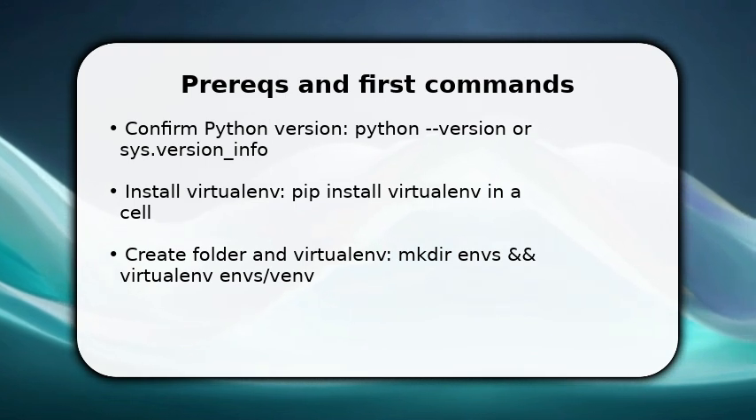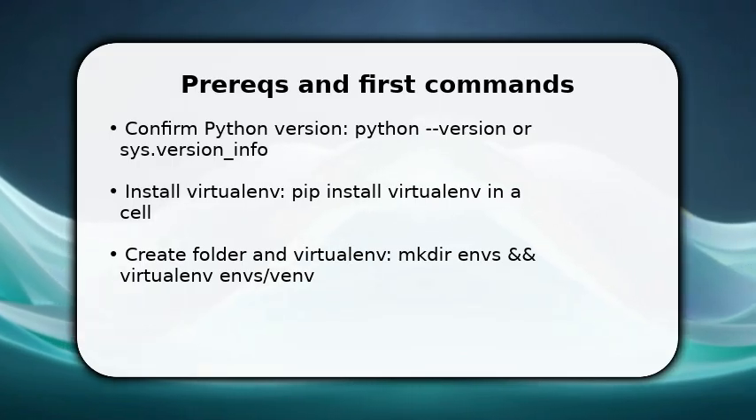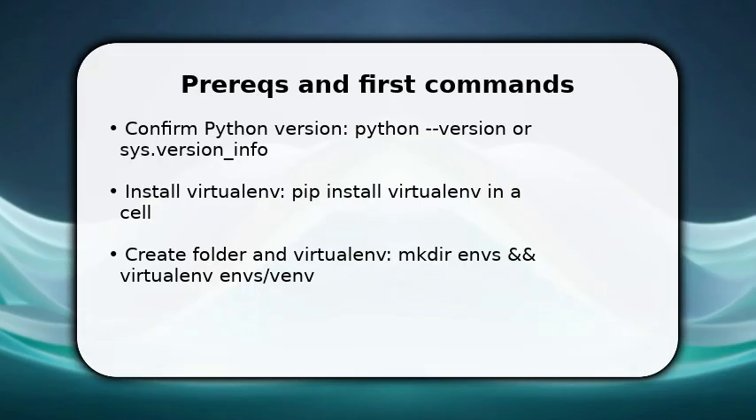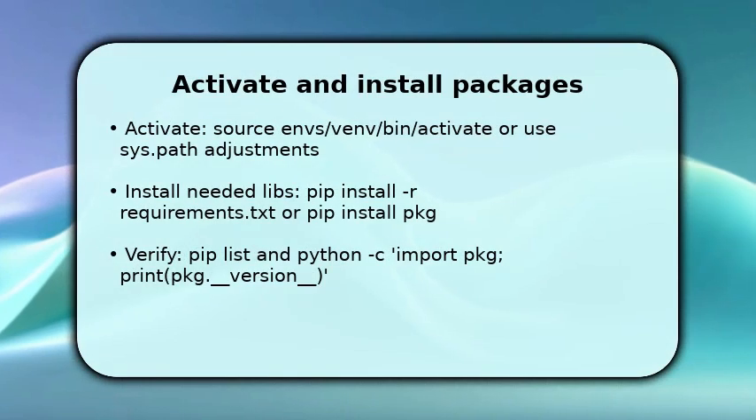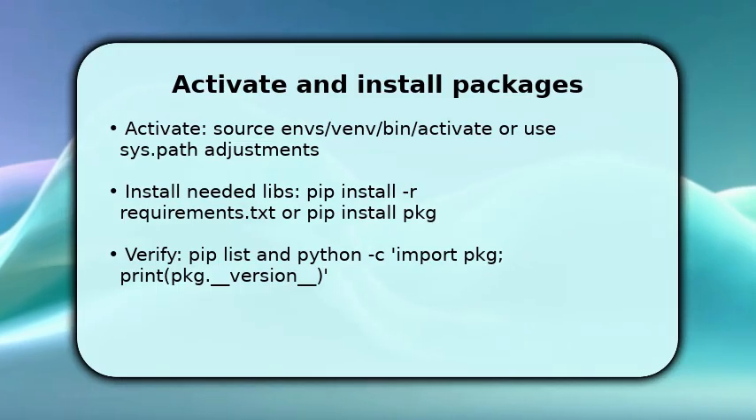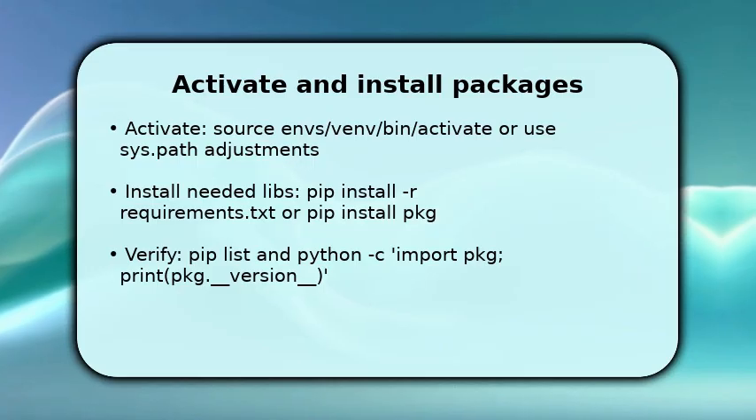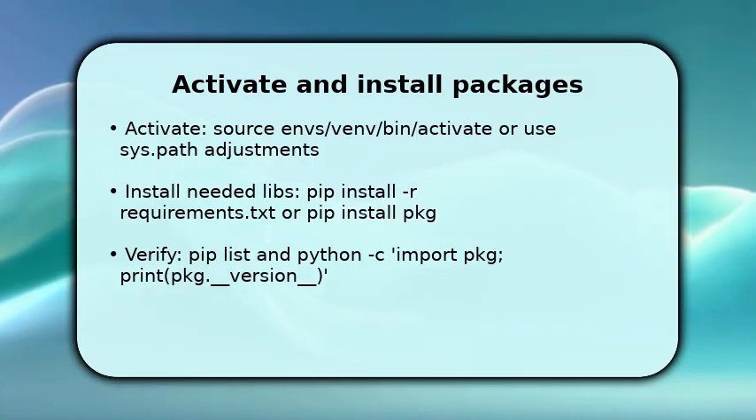Now activate and wire the environment into Colab. Use source env/venv/bin/activate inside a shell cell. If that fails, add env/venv/bin to sys.path in a Python cell so imports resolve. Once activated, install your dependencies with pip install -r requirements.txt or pip install package1 package2.